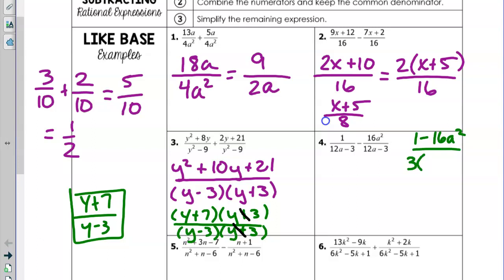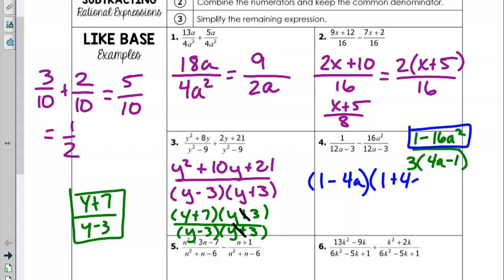And what do you have left? 4a minus. Perfect. Then take the square root of the top. Yeah, so the difference of squares, you're getting it. So when we do the difference of squares, what would I get there? 1 minus 4a. Perfect. 1 plus 4a. On the bottom, we still have the 3 and the 4a minus 1.